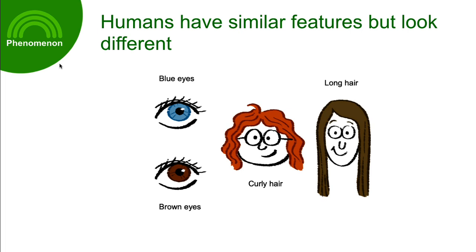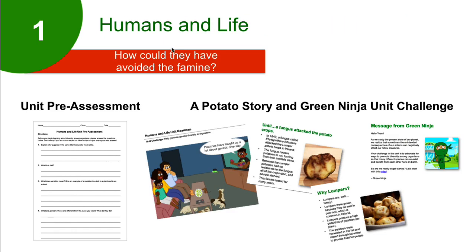The phenomenon that's going to drive this whole unit forward is the idea that humans have similar features but look different. By the end of the unit, our students should be able to explain a whole lot about why that is. We start with a pre-assessment to see what students already know about the core ideas of inheritance. And then we jump right in to the Humans and Life unit roadmap to preview the unit.